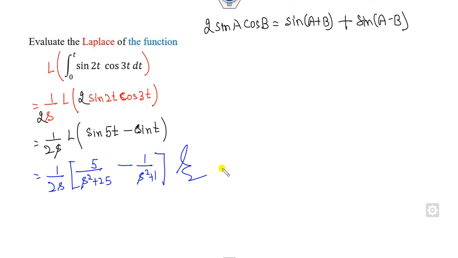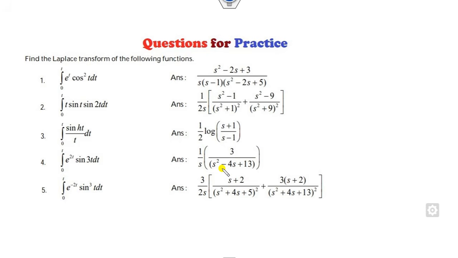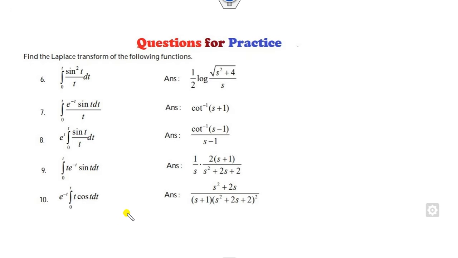So these questions are an exercise for you. You can solve them and let me know your answer in the comment box whether you get the same answer or not. These are another 5 questions. You can see the 10 questions I have provided you. Check whether you get the same answers or not. Let me know your answers in the comment box.